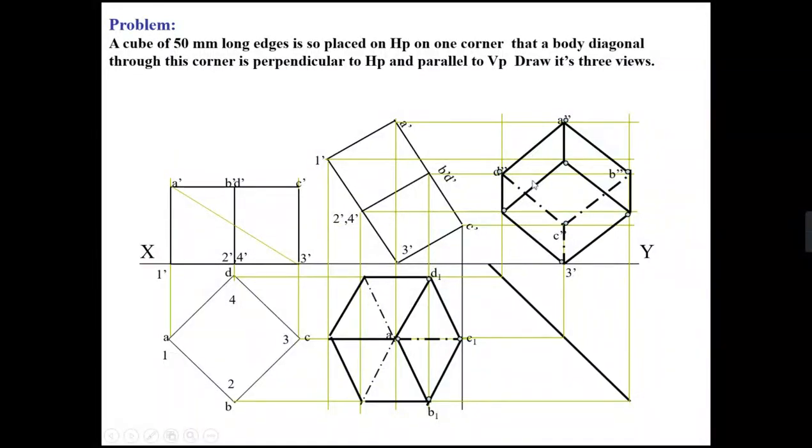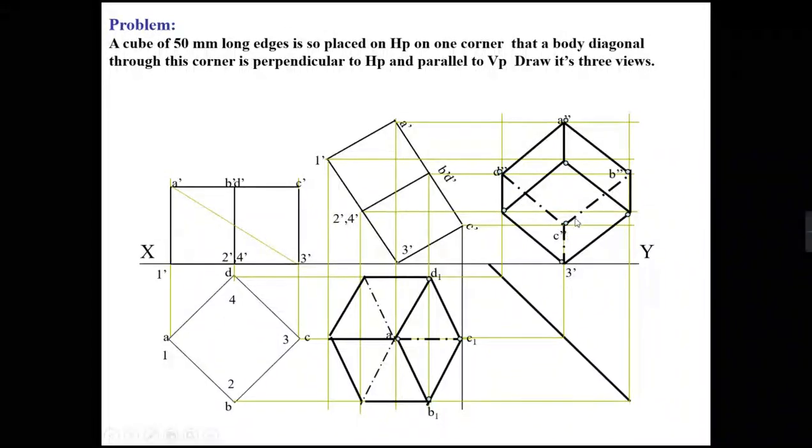Okay, so if you can imagine, the portions that are drawn with the help of a continuous line are the front side and this portion is on the back side.